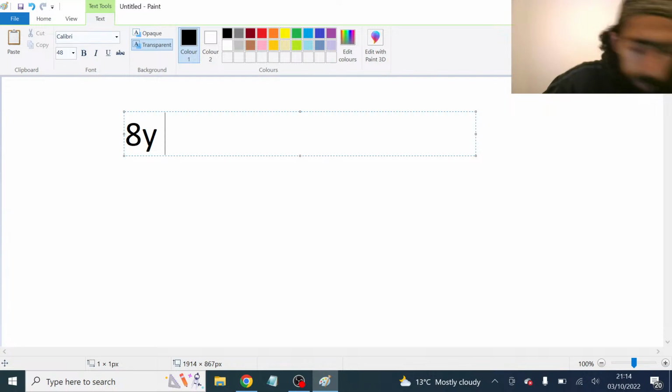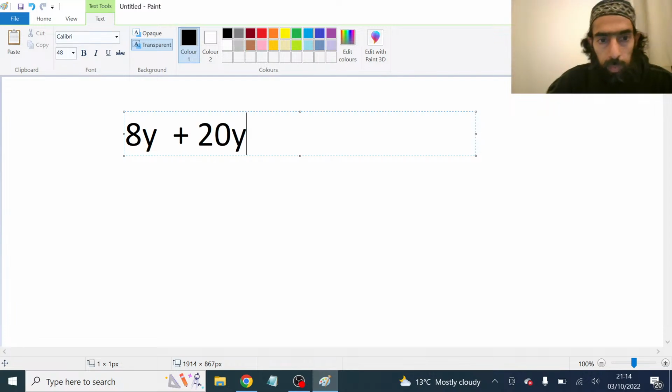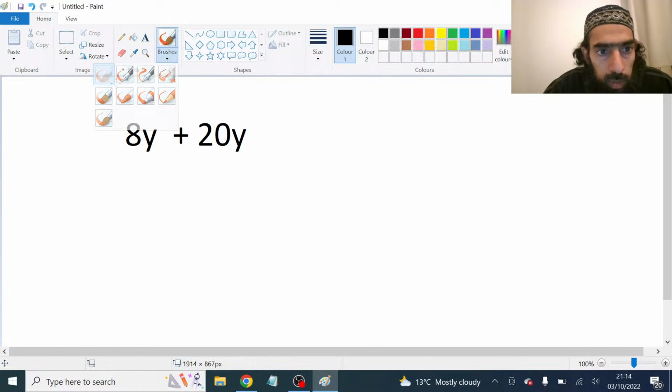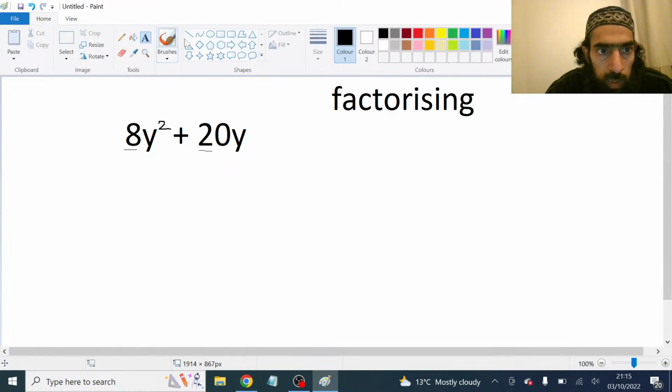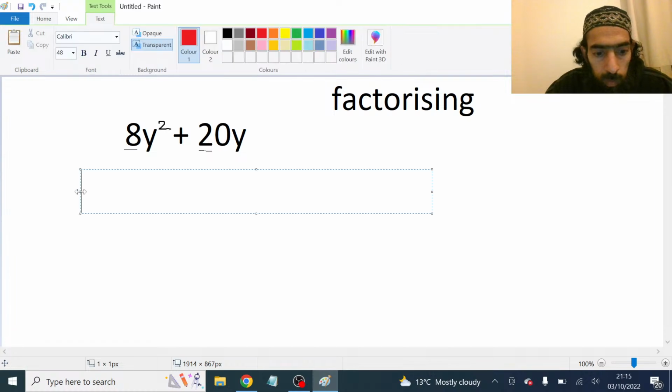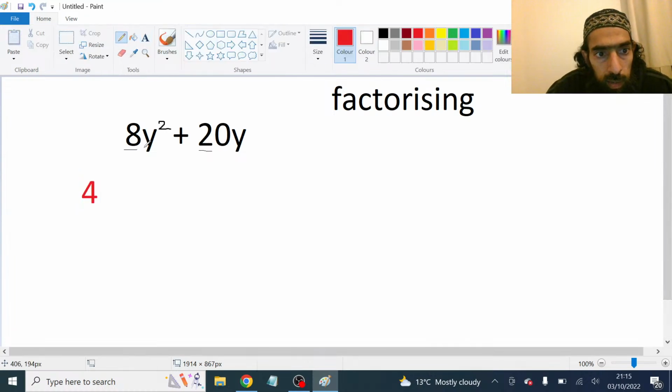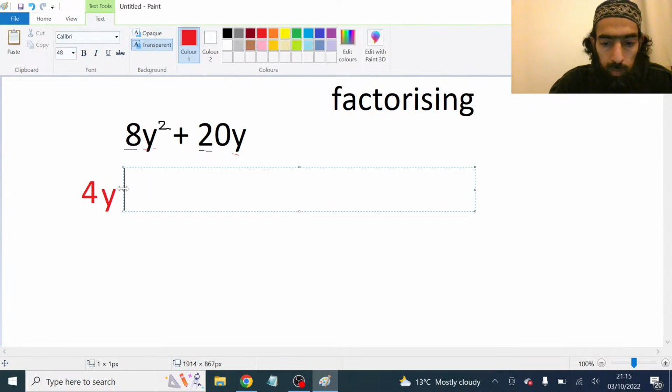8y squared plus 20y. This is using both techniques that you've just used before. So let's look at the numbers first. We're looking at 8, we're looking at 20, we're factorizing. So we're thinking, can I find a factor of the 8 and the 20? And the answer is yes, 4 would be a factor. But don't stop there. Look at now the letters. Is there a common factor? Is there a factor of y squared and y? And the answer would be yes, there is. That's y. So 4y is the common factor.